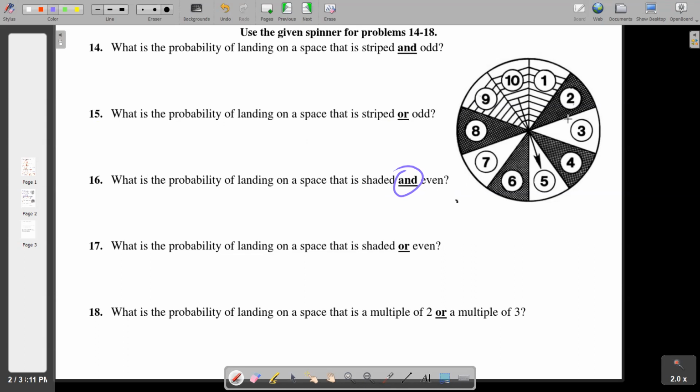I see the 2 is a shaded even, the 4 is a shaded and even, the 6 is a shaded and even, and the 8 is a shaded and even. There's no addition and subtraction necessary. I'm just looking for the 4 that meet the 2 criteria, and that's it. Game over. So there are 4 cards that are shaded and even. I stick that out of 10, I reduce it, and I am done. ANDs are like a walk in the park.